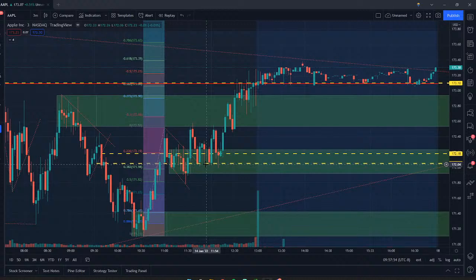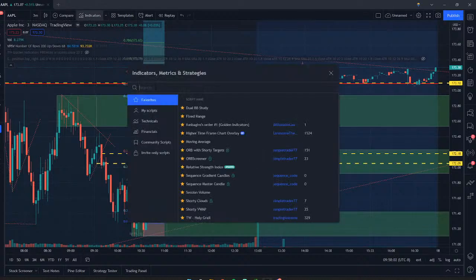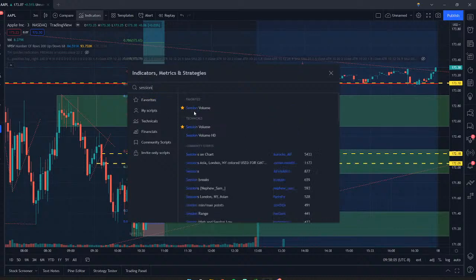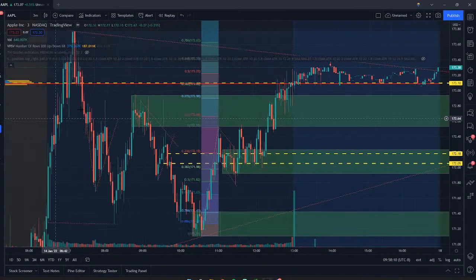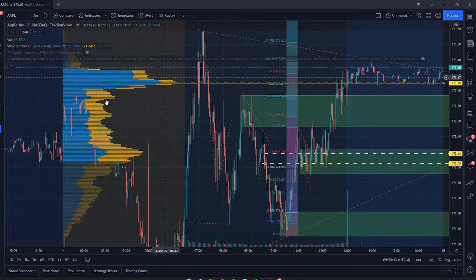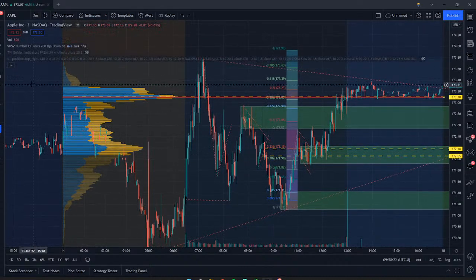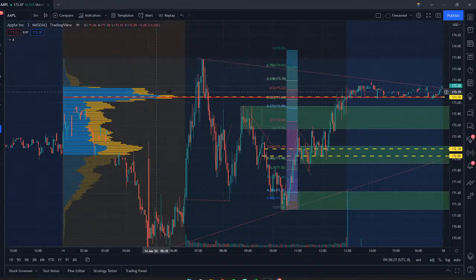You're on TradingView to use this indicator, the VPSV, which is actually, if you search session volume, the one that gives us the volume profile and our POCs and our value area. You have to have a subscription. So you have to pay for a subscription to TradingView in order to use this indicator. So that's what that is.